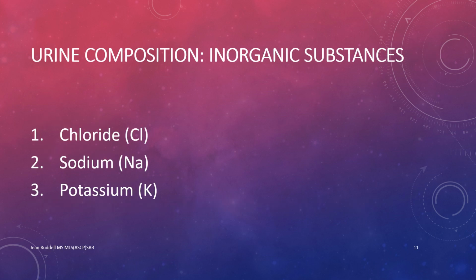Urine composition, inorganic substances. Chloride is the major inorganic solute found in urine, followed by sodium and potassium. Other inorganic compounds are found in trace amounts. The range of these inorganic compounds is greatly affected by diet, so a normal range cannot be established.